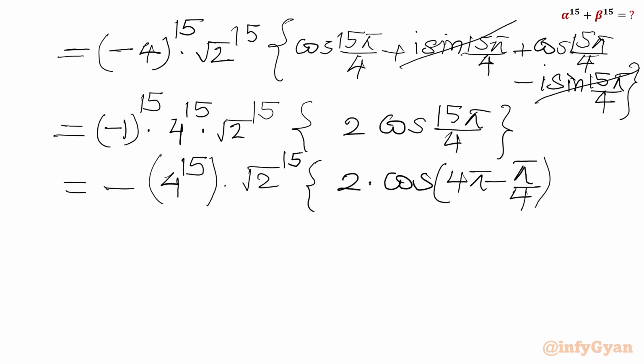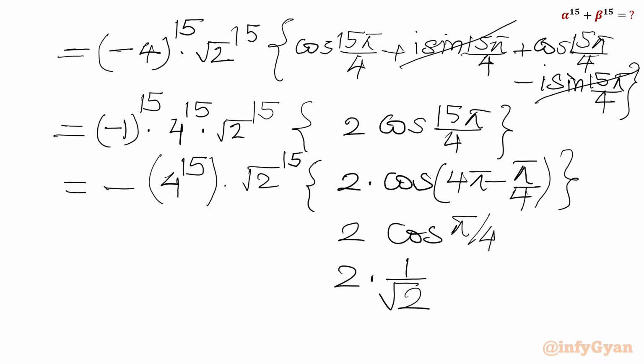So cos of 4 pi minus theta is cos theta. Here I will write 2 times cos pi over 4, and cos pi over 4 is 1 over root 2. So here I can write 2 times 1 over root 2. So let me write here finally minus 4 power 15 times root 2 power 15 times 2 times 1 over root 2.